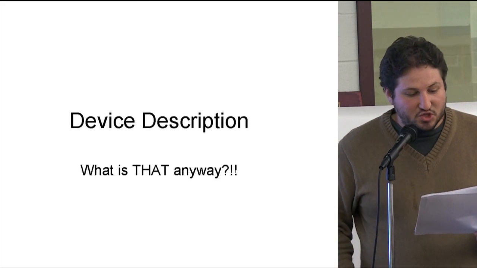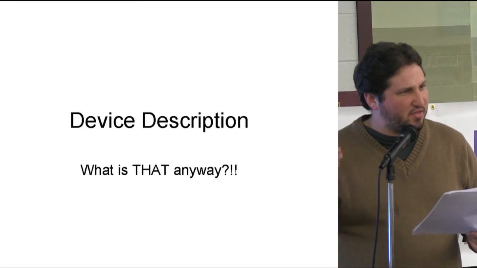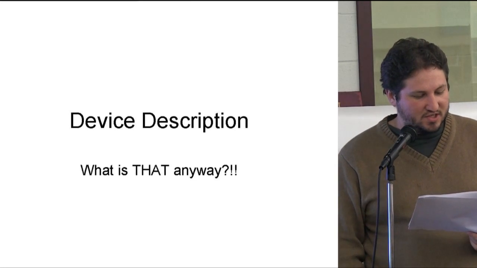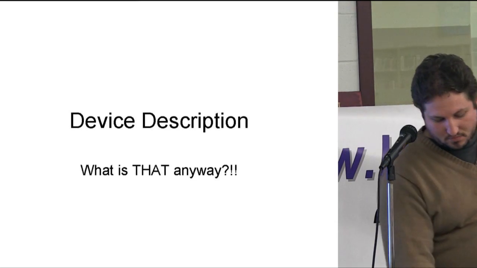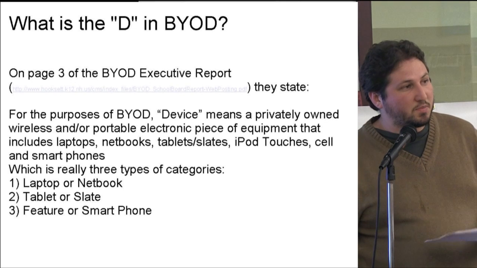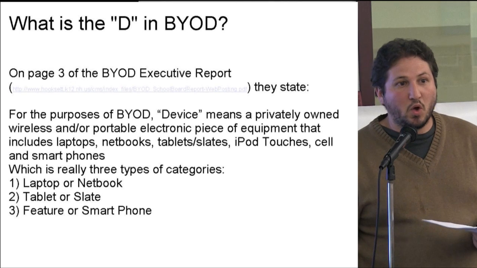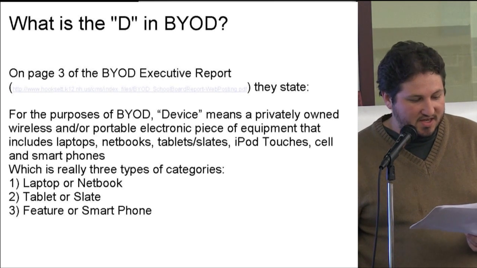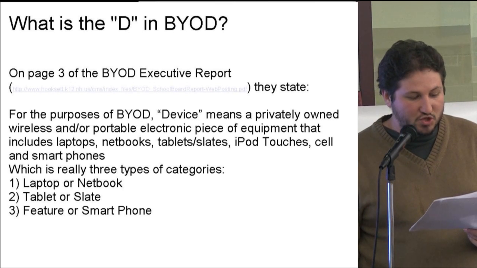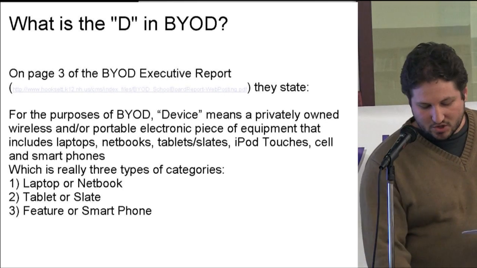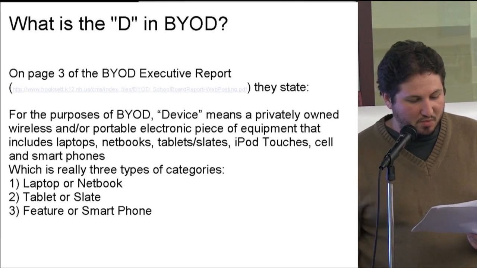I recognize this is an initial stab at what a device is, so I tried to think this through, and as I put it together, I noticed that it really broke down into three separate categories. You're basically looking at laptops or netbooks, which also include what are currently called Chromebooks, which are web-only books, then tablets or slates, like the iPad, and then feature or smartphones. So we'll start by going through very briefly exactly what is a laptop or netbook.